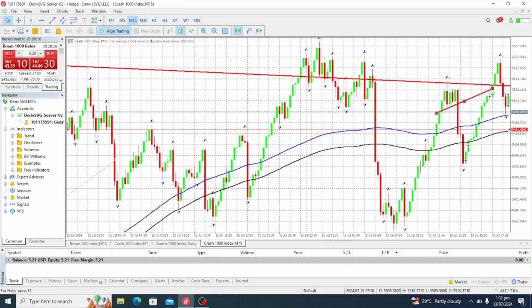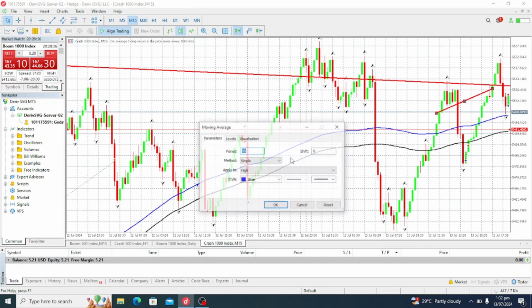So let me show you the settings of the moving averages. The first setting is the period is 99. Then method is simple. Then apply to high. Then your style. Then press OK. You are good to go.